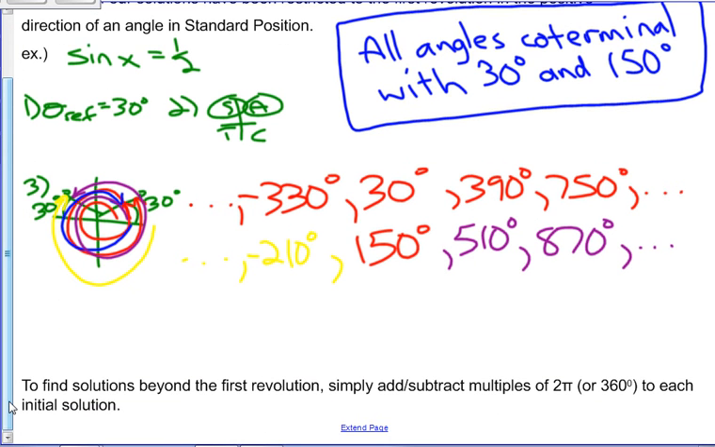If we want to find solutions beyond the first revolution, we simply add or subtract multiples of 2 pi, or 360 degrees, remember those are the same thing, to the initial solution, or the solution in the first revolution. Let's give it a go.